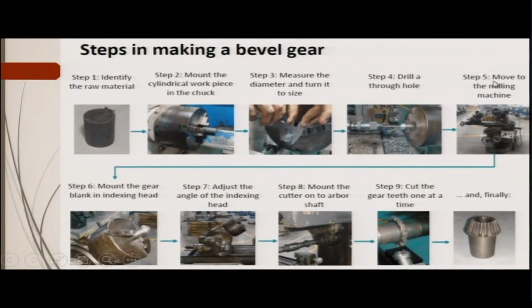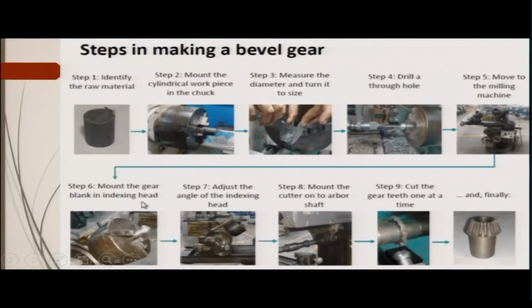Then step 5 is move to the milling machine, because this completes the operation in the turning. You are making the job, and here you can see that in the job you will have a section with the conical part. This is for cutting the bevel gear teeth, and this also has been made in the turning lathe. After this, the milling process will start on that blank, which has already been made in the turning lathe, to cut the bevel gear teeth. Mount the gear blank in the indexing head.